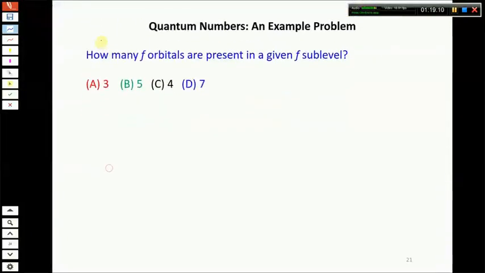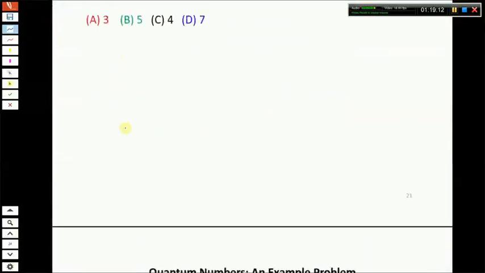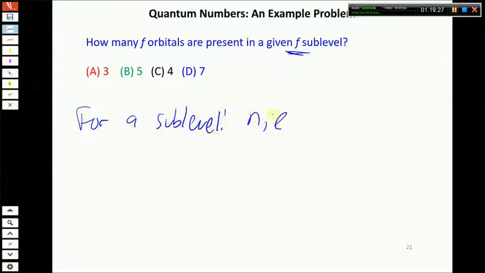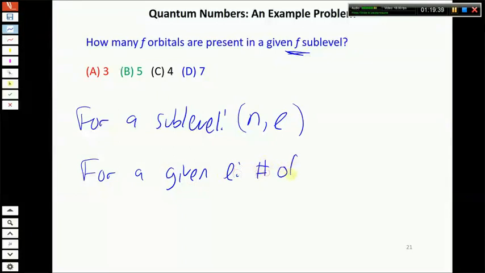Let's do one more here just to close this out. I know it's a little bit late, but I just want to get to this one here, and then we'll save the last few examples for next time. Now we're talking about how many f orbitals are in a given f sublevel. So for a sublevel, it's going to be defined by n and L together. And if we want to know how many orbitals have that n and L value, all we need to know is the value of L. So for a given L, the number of orbitals is just given by 2L plus 1.